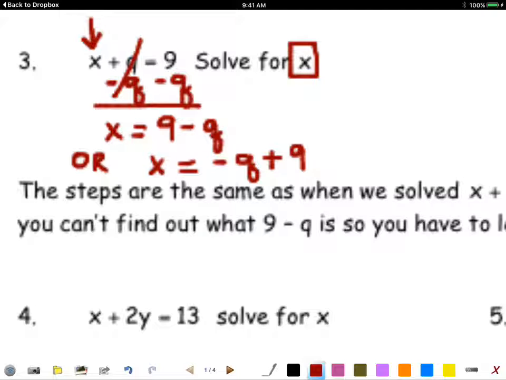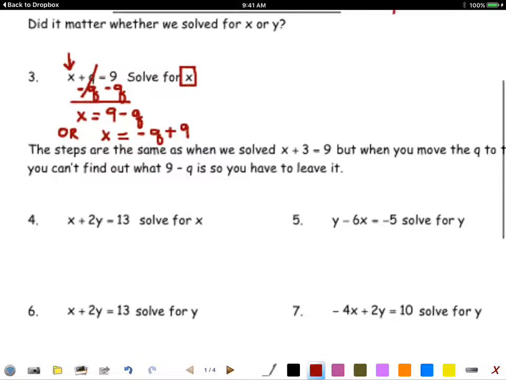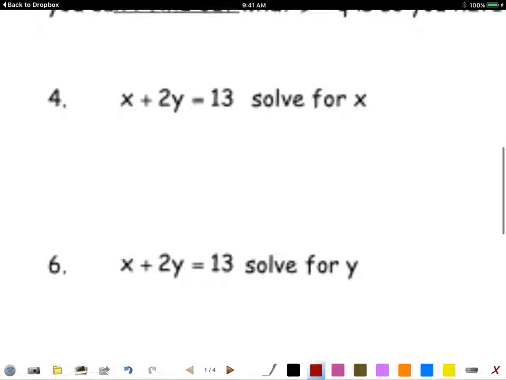It's very, very important that as we're working these problems, you understand that there are a variety of ways to write the same answer. Now, some problems I'm going to show you, I'm going to say I want it this way. Okay, so just pay attention to that. All right, let's go to number 4. Solve for x.